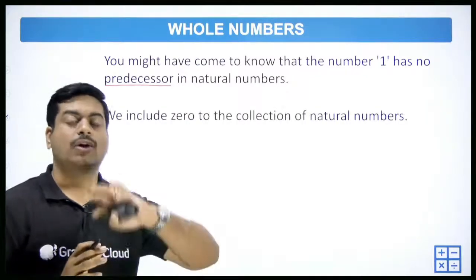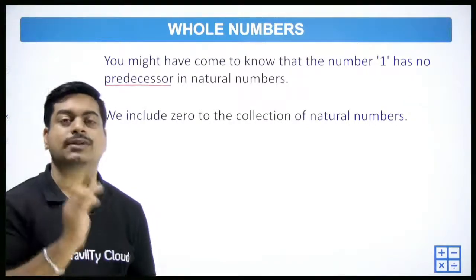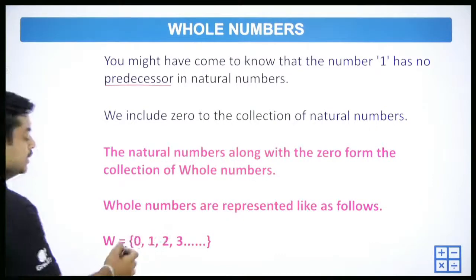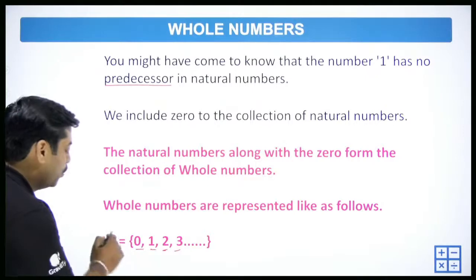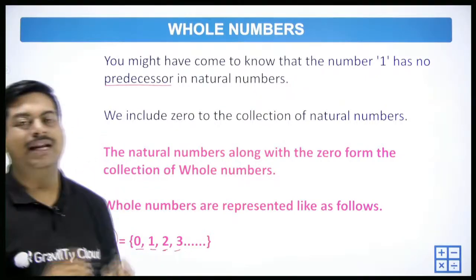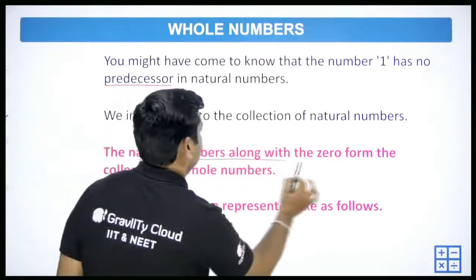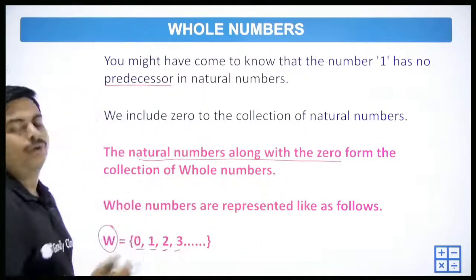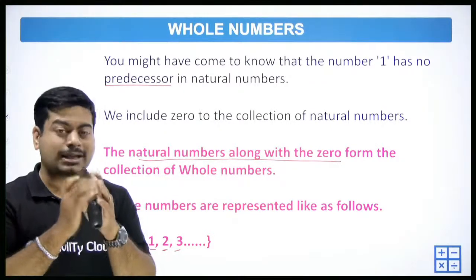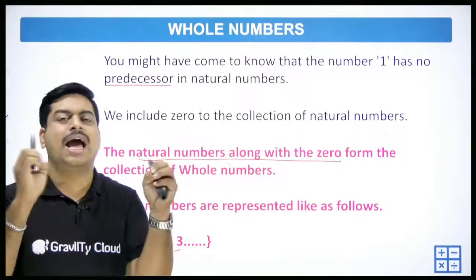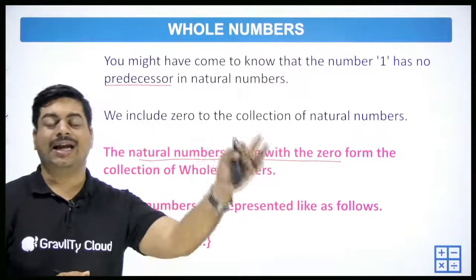So we call this a new set of numbers, whole numbers, which start with 0. So it starts with 0 and then 1, 2, 3 and so on. Natural numbers are represented with N, whole numbers with W. Natural numbers along with the 0 form the collection of whole numbers. That is the only difference. The difference between natural and whole numbers is only one element, that is the number 0.